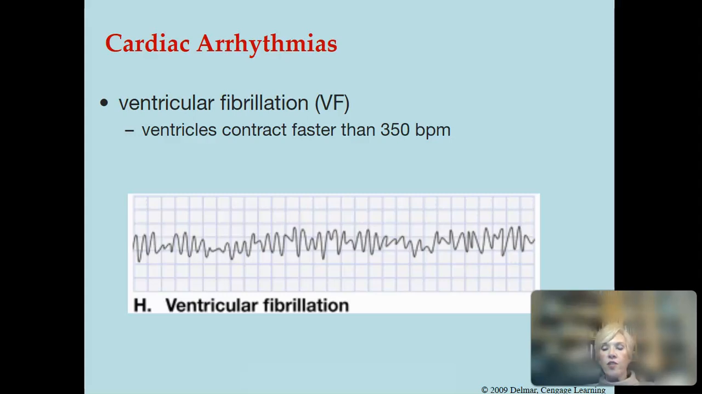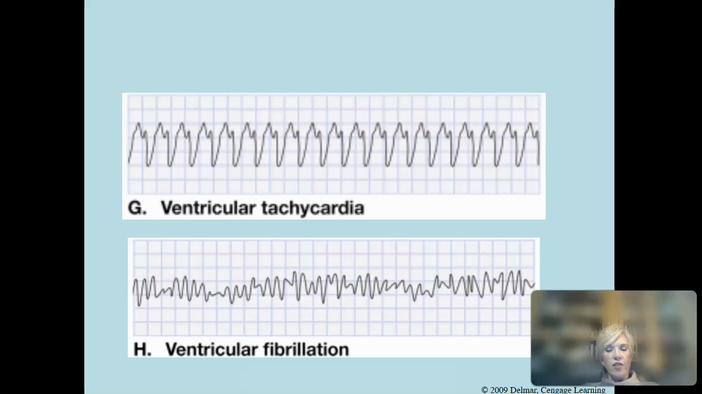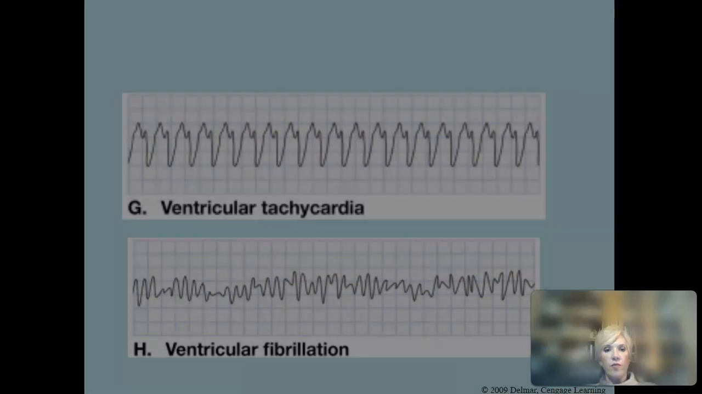So if your patient goes into this, they would be unconscious. Are you okay? Are you okay? No, they're not okay. They're not going to respond. No pulse, no anything. All right, so you would immediately start CPR and use the defibrillator as soon as it got there. So there's the difference between ventricular tachycardia and ventricular fibrillation.